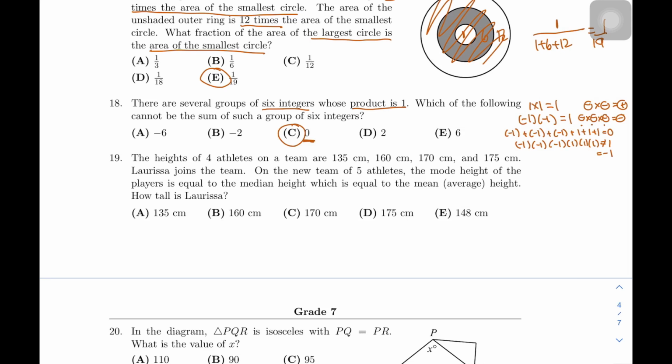So question 19. The heights of 4 athletes on a team are 135 centimeters, 160 centimeters, 170 centimeters, and 175 centimeters. Larissa joins the team. On the new team of 5 athletes, the mode height of the players is equal to the median height, which is equal to the mean or the average height. How tall is Larissa? So since on this team you have 4 numbers and none of these numbers are equal to each other, we know that at the present we have no mode. Therefore, we know that Larissa's height has to be one of these 4 numbers.